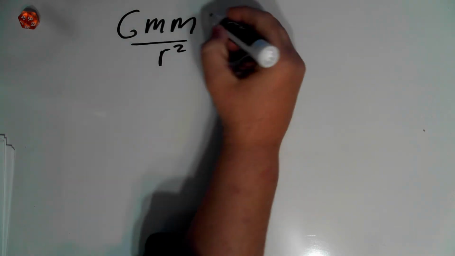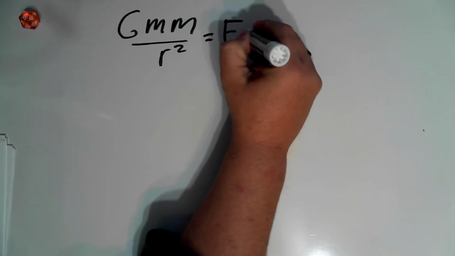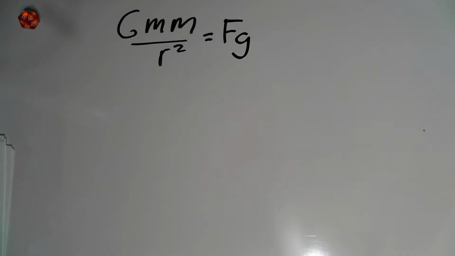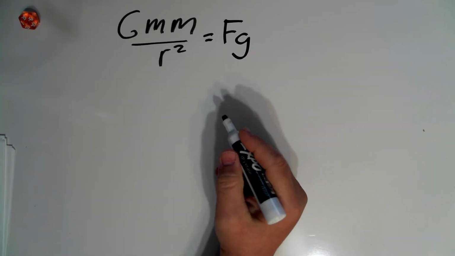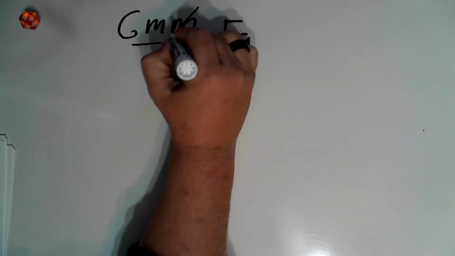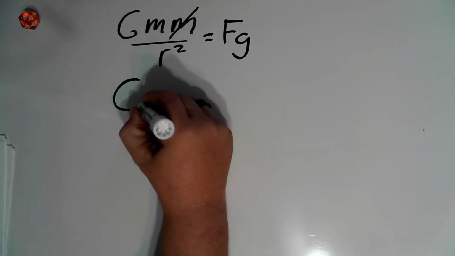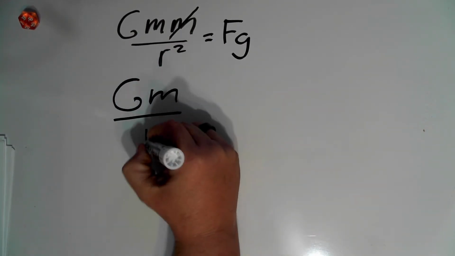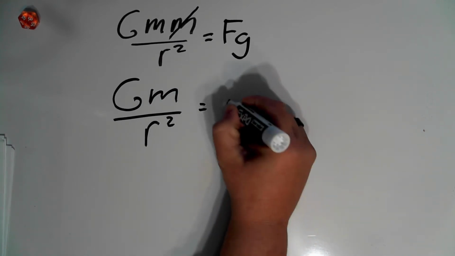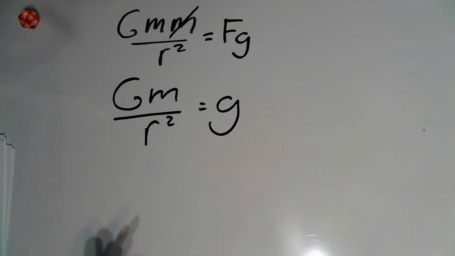Okay? So starting off with the gravitational force equation, GMm over r squared is equal to the force of gravity. Now, if we just simply want the gravitational field, we just eliminate the passive mass and we're left with only the active mass. So GM over r squared is equal to the acceleration due to gravity. Okay, and at this point we're just going to plug in a few values.